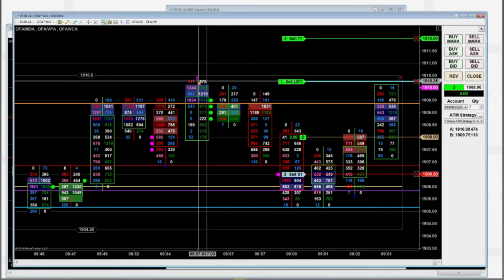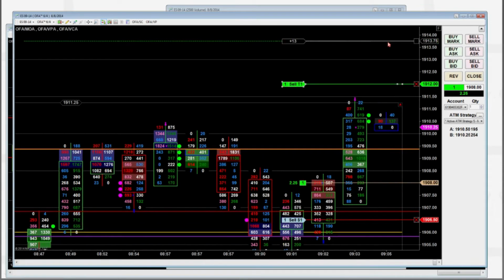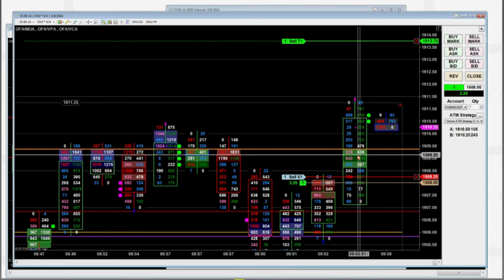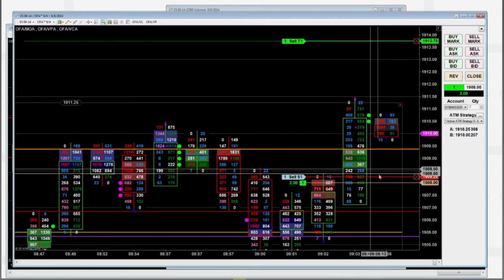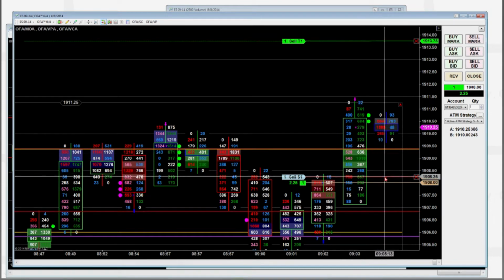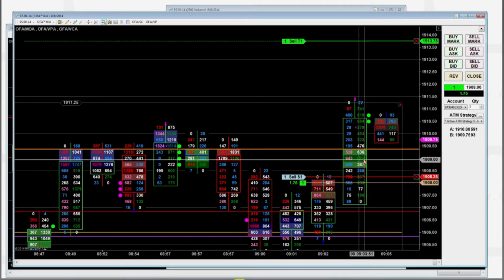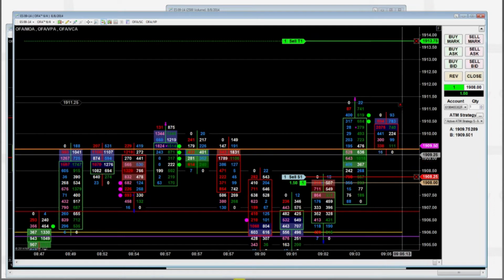What I'm looking for is a move back up to this. This looks a little unfinished to me. There we go. Now, this is where I use the volume cluster analysis. You see the volume cluster analysis right here. So I'm putting in my stop right here at 1908.25. The reason is because I have weakness at the offer right here, and then the buying coming in here. So I've got my stop right in behind it. Make sense?